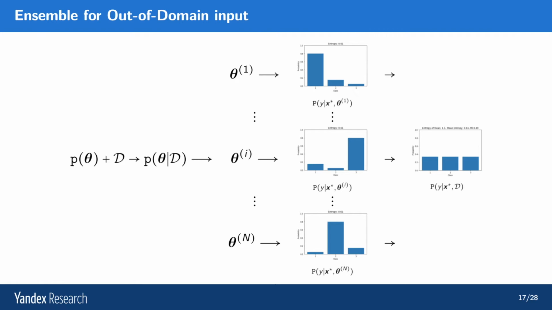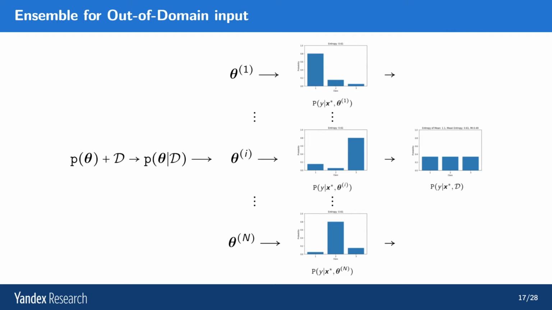So when the ensemble is low entropy and consistent, we're confident. When the ensemble is consistent and high entropy, we have data uncertainty. And when the ensemble is diverse and the predictive posterior is high entropy, we have knowledge uncertainty.